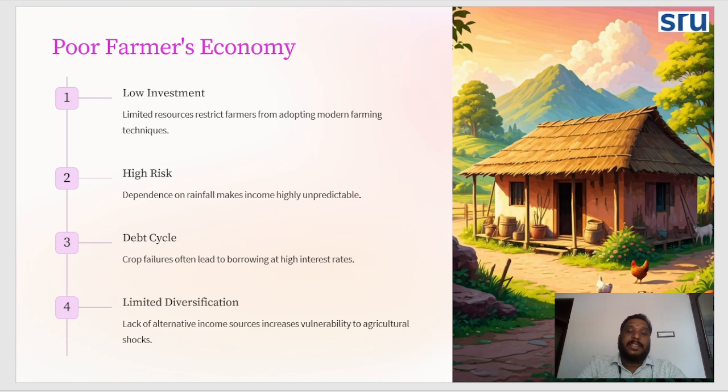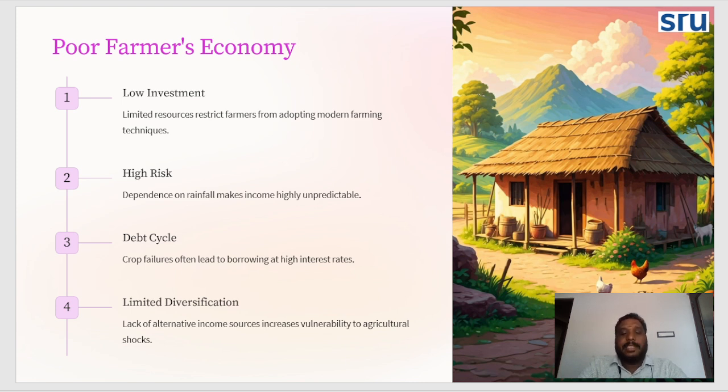Next is the high risk. Dependence on rainfall makes income highly unpredictable, because if there is good rainfall, there can be chances of a better economy, better yields or better price. That's how it impacts the economy. But when there is erratic or insufficient rainfall in that year, we cannot predict what is going to happen. So that's how it leads to the poor economy of farmers.